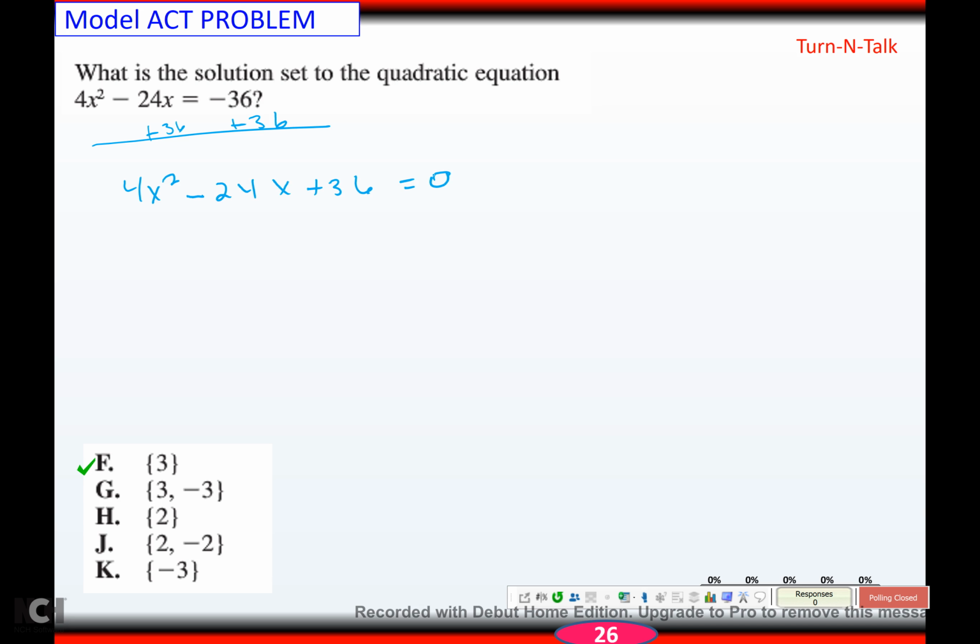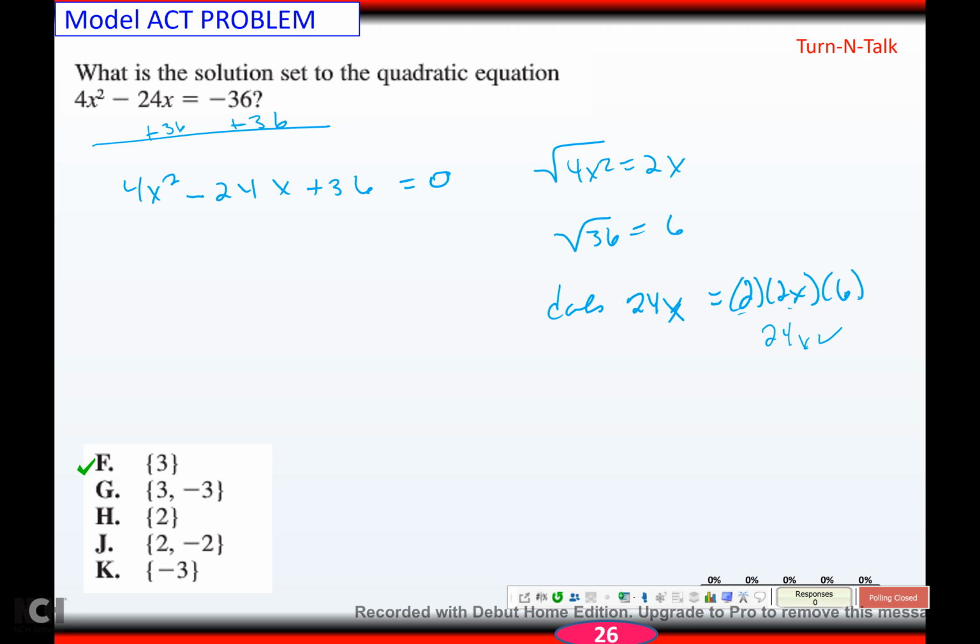I notice those ends are perfect squares, so I'm going to check for a perfect trinomial. The square root of 4x squared is 2x. The square root of 36 is 6. What's in the middle? 24x, don't worry about signs, equal 2 times 2x times 6. So that'd be 4x times 6 would be 24x. Yes, it does. So it's going to be a perfect square, but with a minus this time.